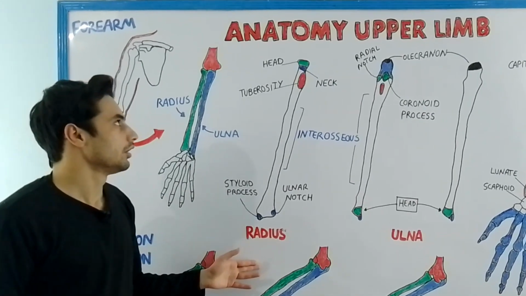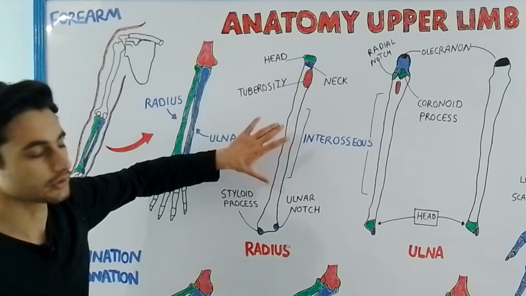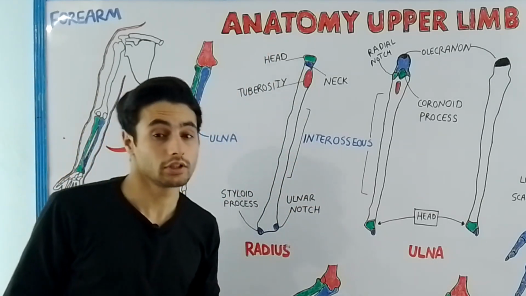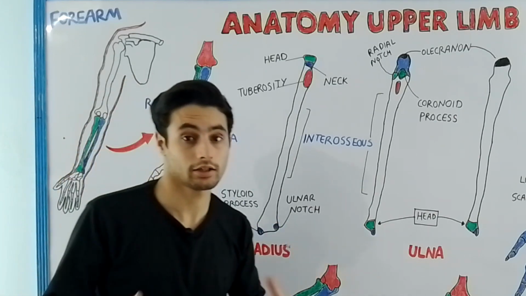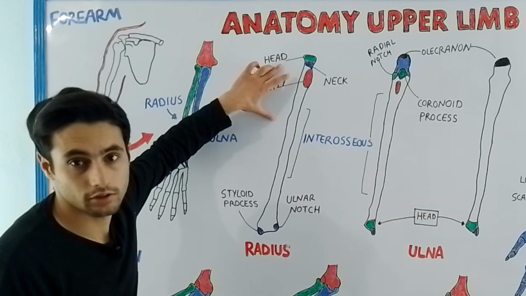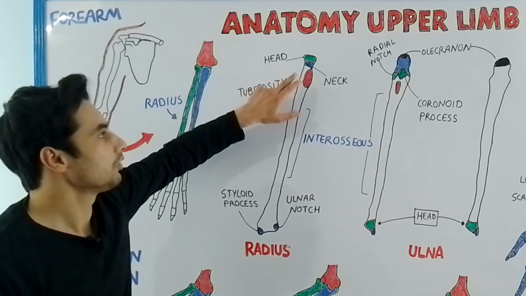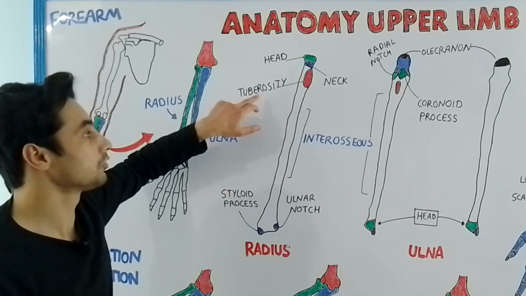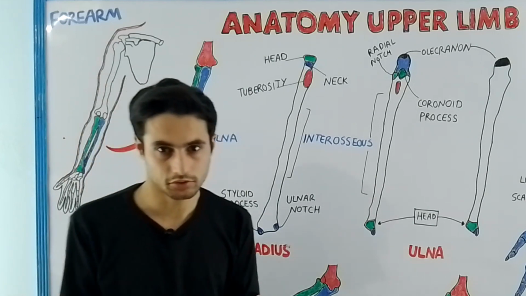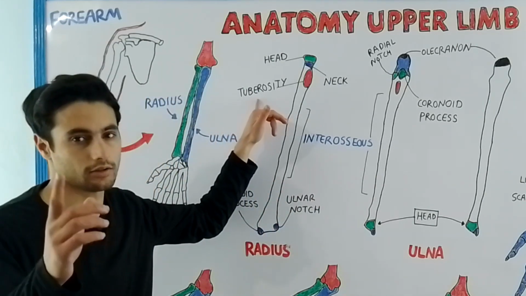The radius bone will consist of the proximal region, the body or the shaft, and the distal extremity. The proximal region consists of the head, neck, and the tuberosity. The head will articulate with the radial notch of the ulna. Below the head we have the neck and the tuberosity. This tuberosity is the rounded elevation. It is the attachment site of the biceps brachii muscle.